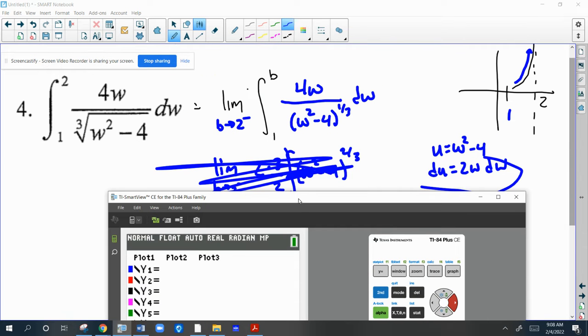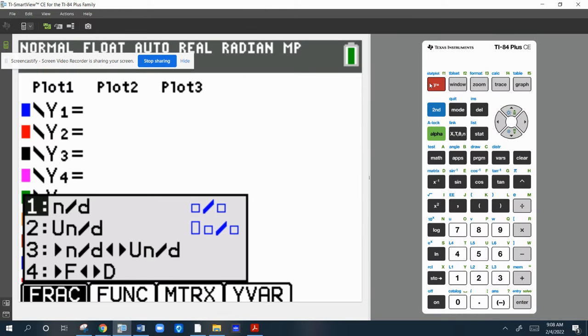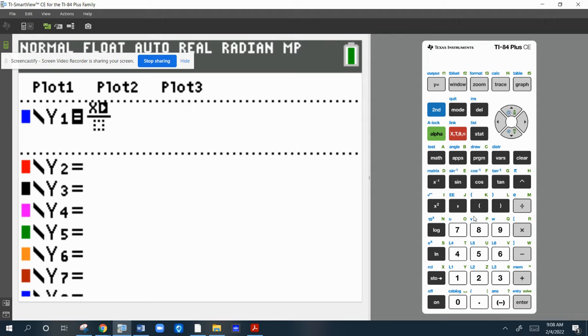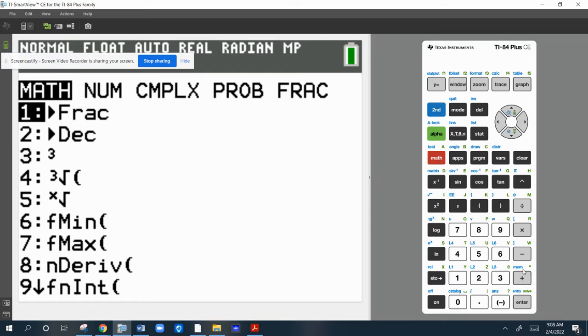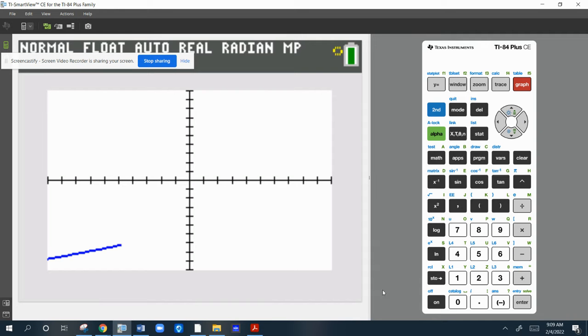We have 4x over the cube root of x squared minus 4. So 4x over the cube root of x squared minus 4. So now I'm going to integrate that from 1 to 2.